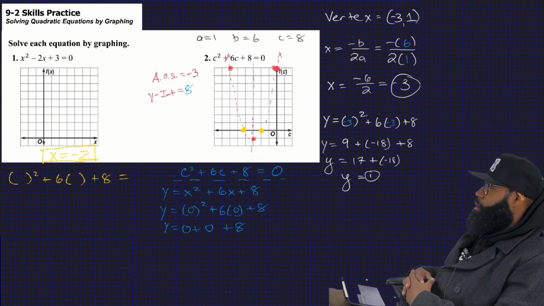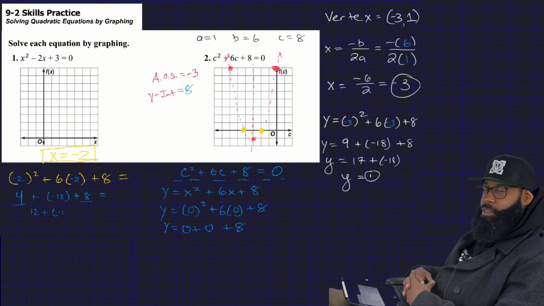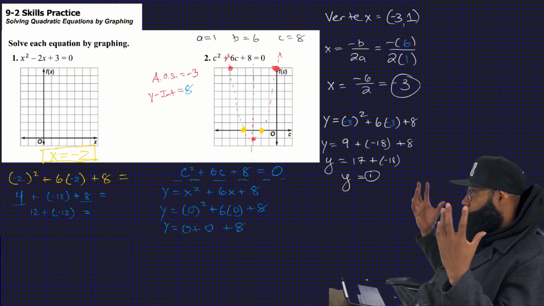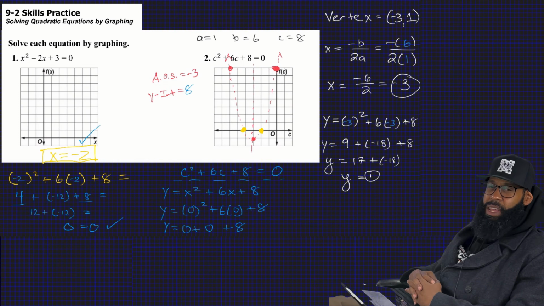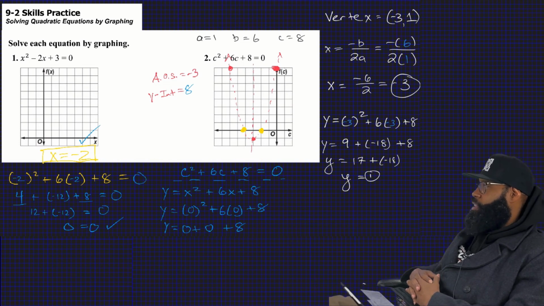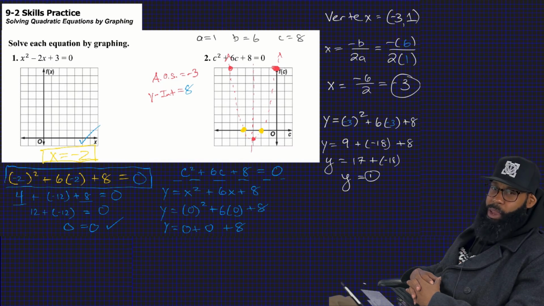Now I'm plugging in because what does y equal? Well, when I plug in -2, guess what? Just take a guess. That's what it's going to equal. 0. All right, guys. So again, 0 equals 0. That's called a check, right? But at the end of the day, we got 2 solutions because it crossed twice, right?